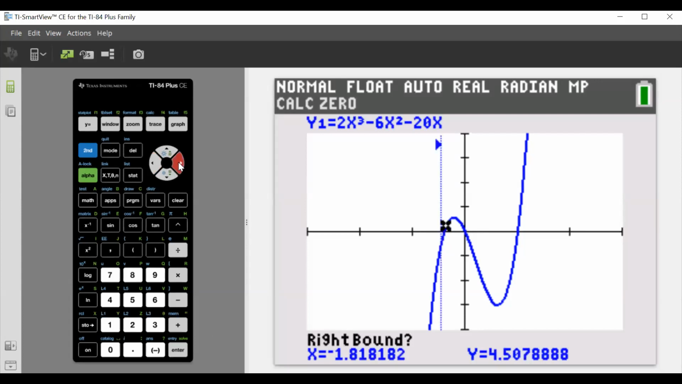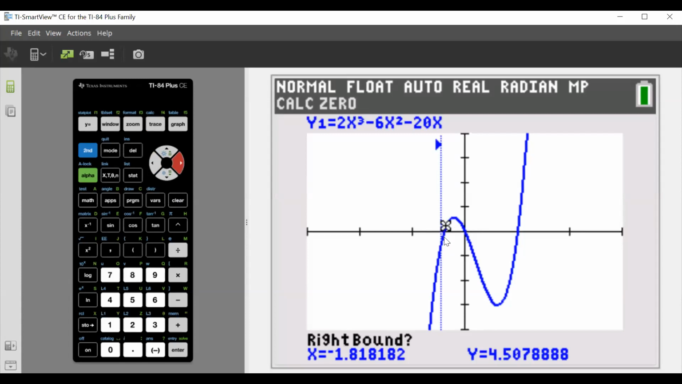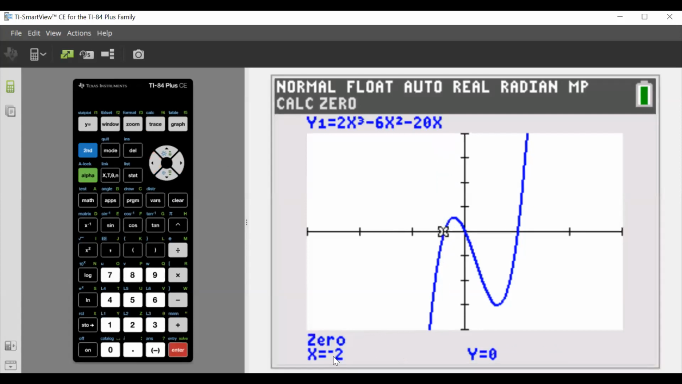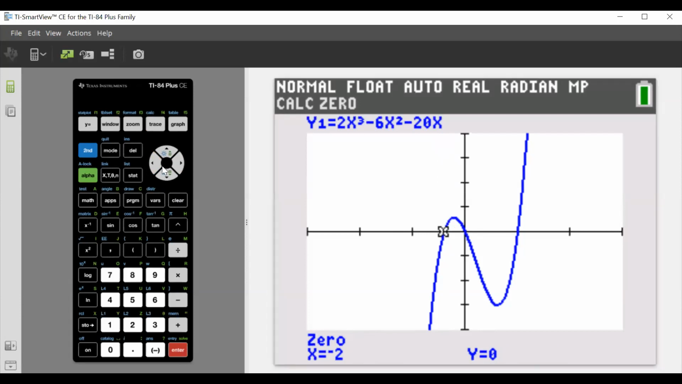Now we need to set the right bound, which is going to be to the right of where it crosses. We set that. And then for the guess, you can just kind of backspace and say, okay, that's where I guess. Then it says -2, 0. And if you remember, one of our factored forms was x equals -2, so that would be -2, 0. Now we know the next one is 0, 0, so we can skip that one.